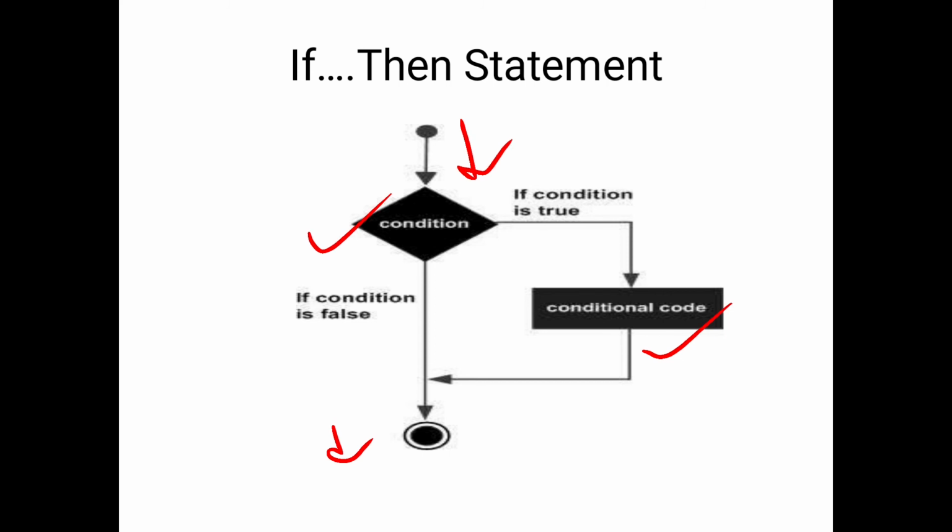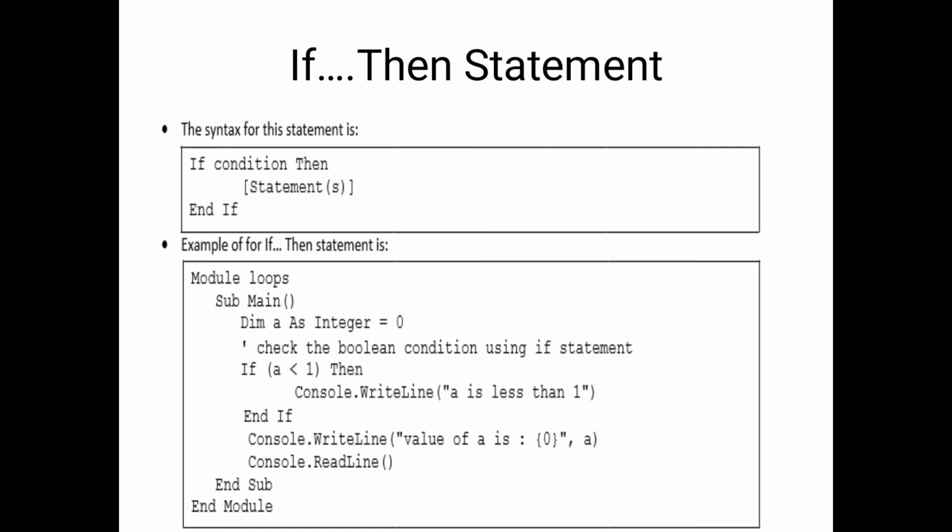Let us see it in code. The syntax for this statement is: if, condition, then statement, and then end if. So we write, if the value of a is greater than 5, then we print that this number is greater than 5. And if it is not, then we exit from the if statement.